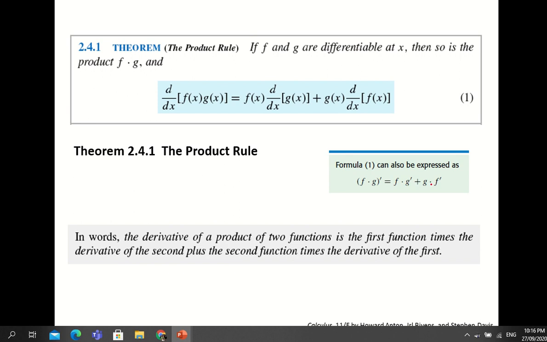Again, if you find it hard to memorize that way, then in words you can memorize it this way: the derivative of a product of two functions is the first function times the derivative of the second plus the second function times the derivative of the first. So this is how to memorize it in words. Then while you're memorizing this in words, class, try to figure out the formula mathematically. Okay, this way.